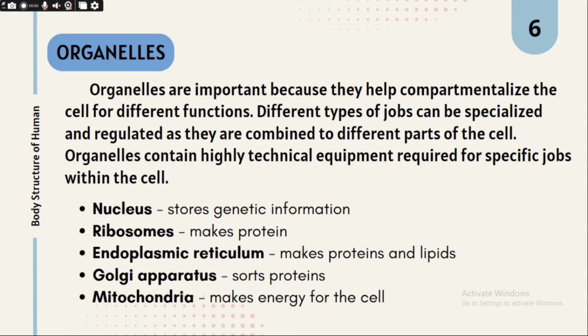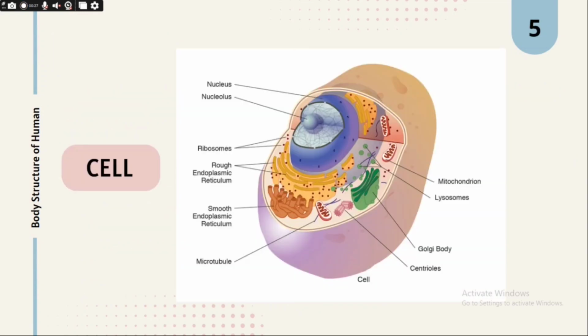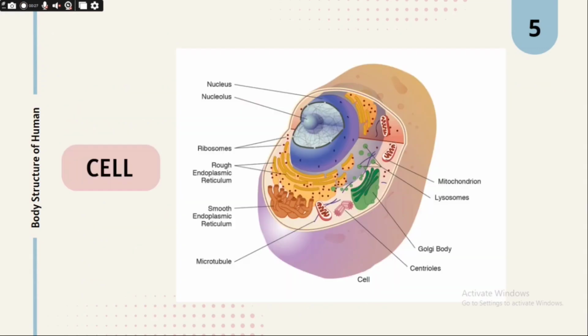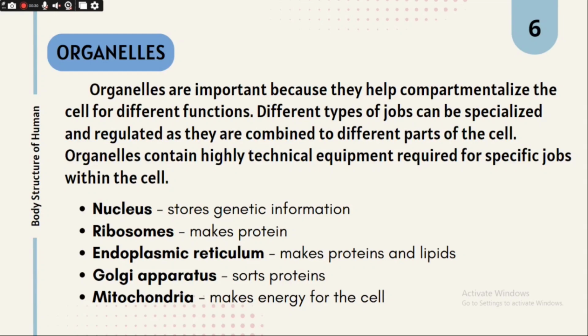For example, the nucleus. The nucleus stores genetic information. That is why meron tayong namamana sa mga parents natin. Yun yung mga traits na galing sa kanila, napapasa yun because of the cells or the nucleus inside the cell that stores the genetic information.